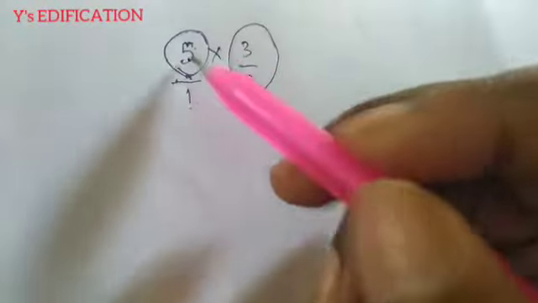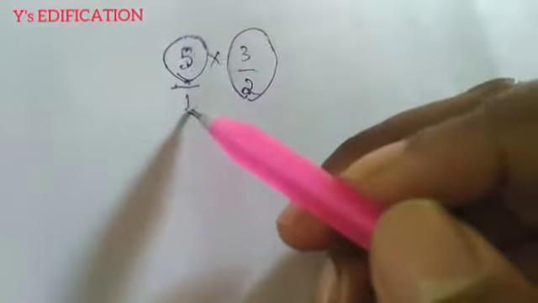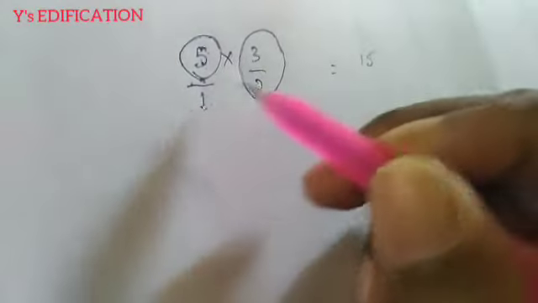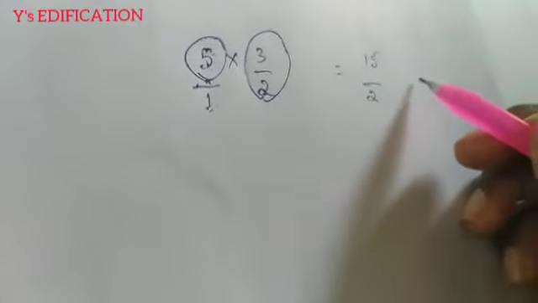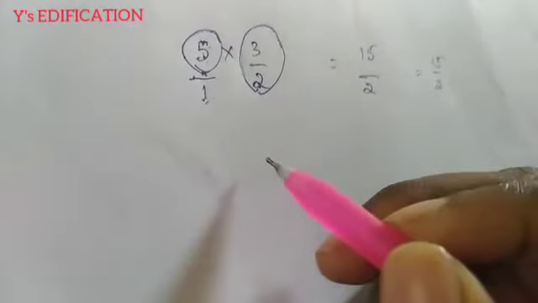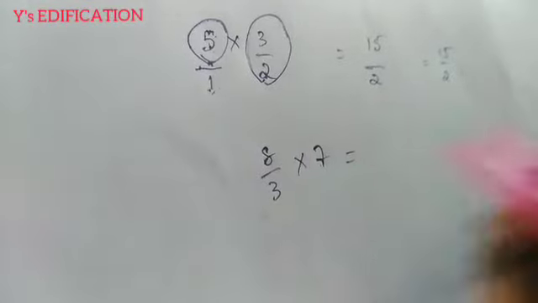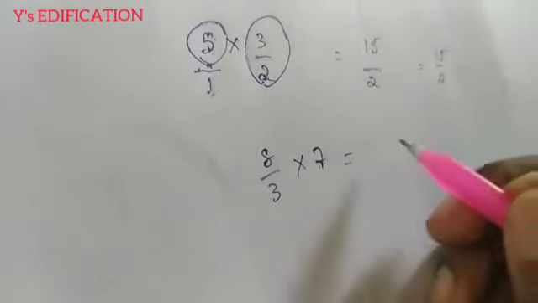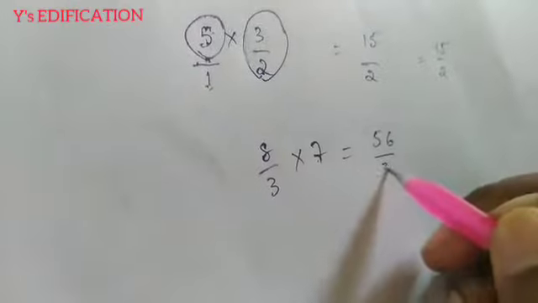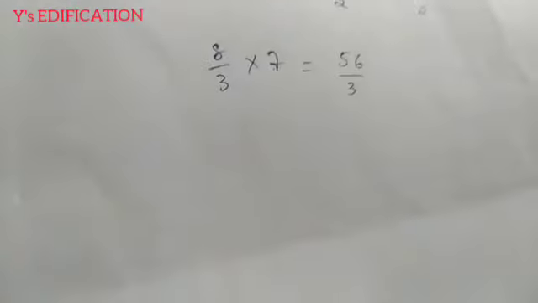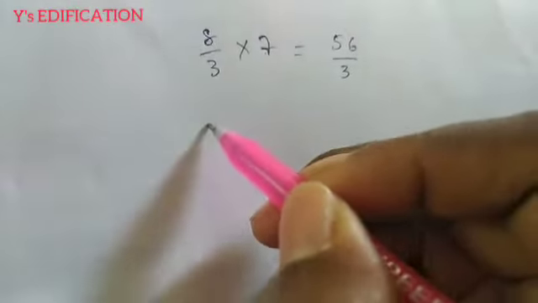So now we have numerator, denominator, numerator, denominator. So 5 into 3 is 15. Here 1 into 2 is 2. So 15 by 2 is the answer. Okay, in the same way, 8 by 3 into 7. So 8 into 7, 56 by 3.